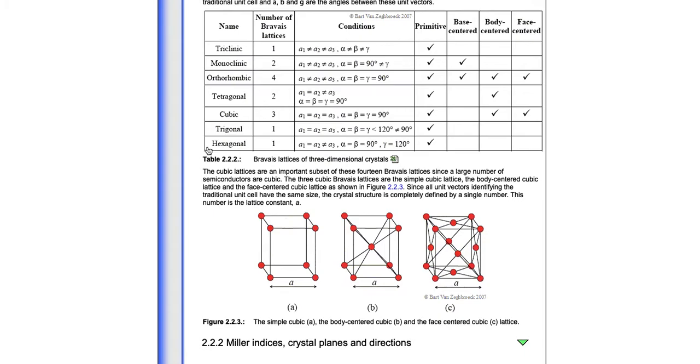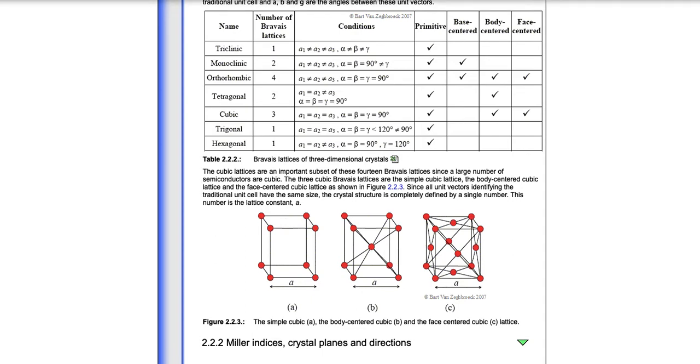Now the last one is hexagonal. Hexagonal is a1 and a2 equal, which should not be equal to a3, and alpha and beta are equal to 90 and gamma is equal to 120, and only one primitive cell is there. Cubic and hexagonal are the structures in which your metals and alloys are going to solidify, so we will focus more on these two.